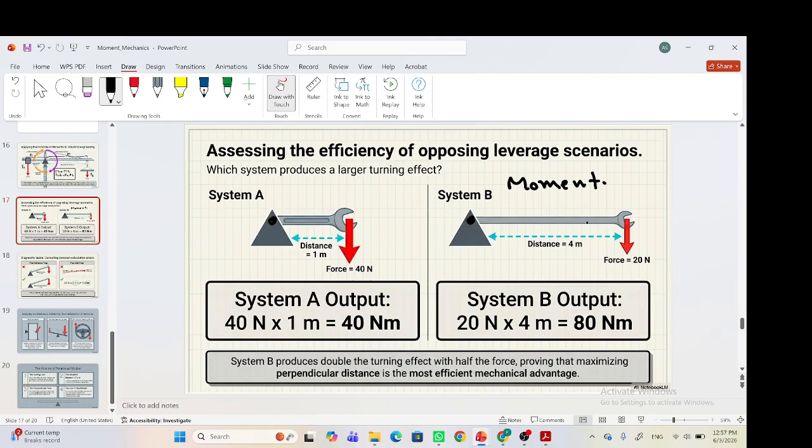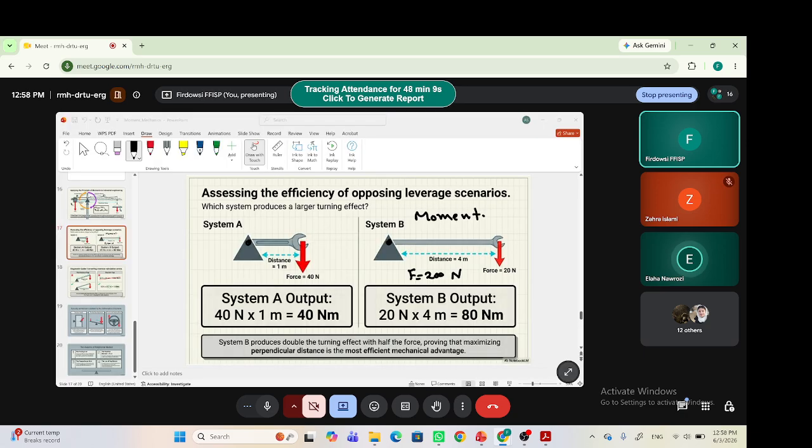Okay, so you may think about this question with the same force. For example, if we apply the same force F equal to 200 newtons, with the same force should we have more distance to open the nut easily, or less distance to open the nut easily? You may check and answer this question. Sir, I think we should have more distance.